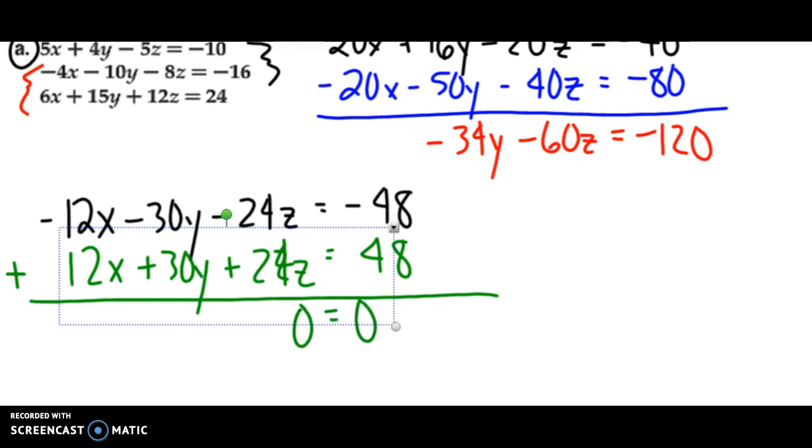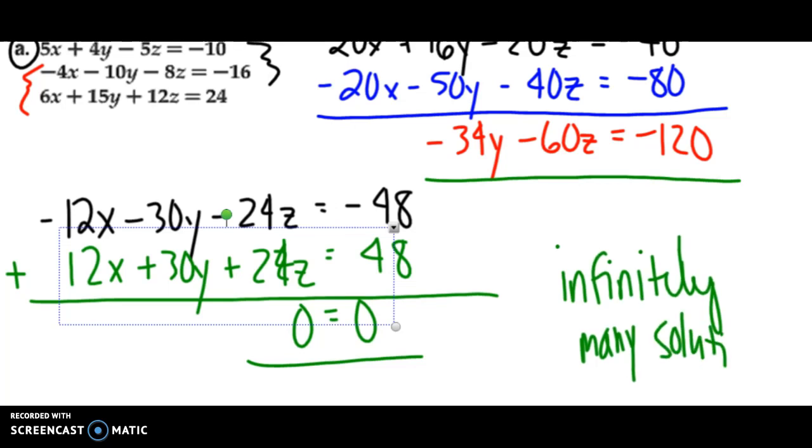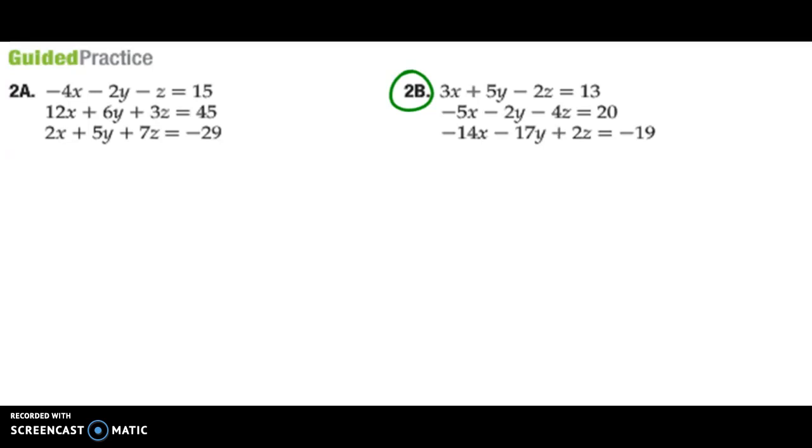And so that means that those two lines are actually the exact same. They're right on top of each other. Or those two planes, excuse me, are right on top of each other. So if I have this one equals 0 and this one equals a line, it means that the two of the planes are the same, and they connect with one of the other planes right at a line. So this is going to be infinitely many solutions. So when we have two lines that are the same, they're going to be infinitely many solutions. Try letter 2B now.